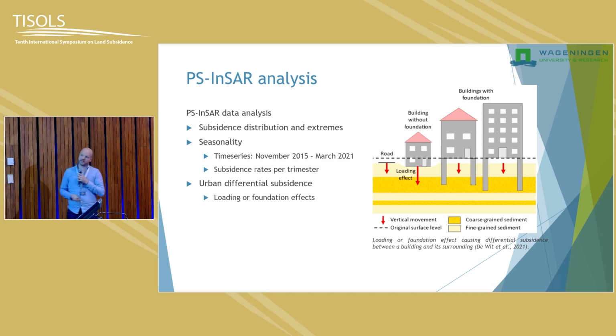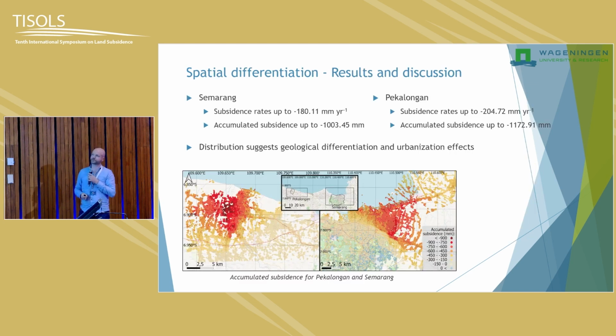So first of all, let's unpick this InSAR that we have. Look at the distribution, the extremes, the seasonality, and also some urban differential subsidence using buildings as natural extensometers. So let's look at the land subsidence rates. On the left, in Semarang, rates go up to a staggering 18 centimeters per year. In Pekalongan they even reach 20 centimeters per year. Cumulative land subsidence is over a meter, and this time series is approximately 4.5 years.